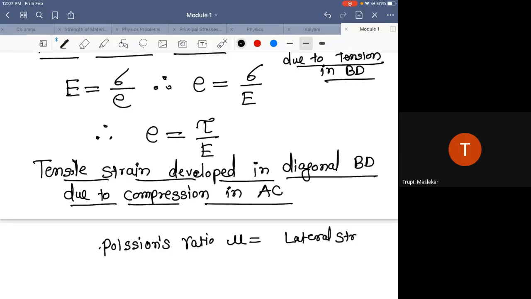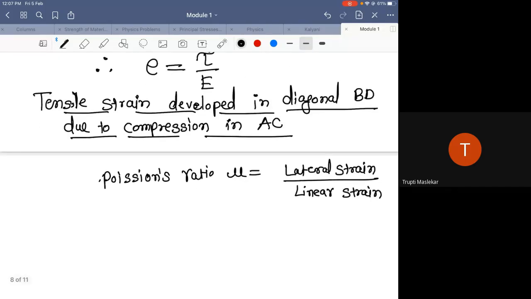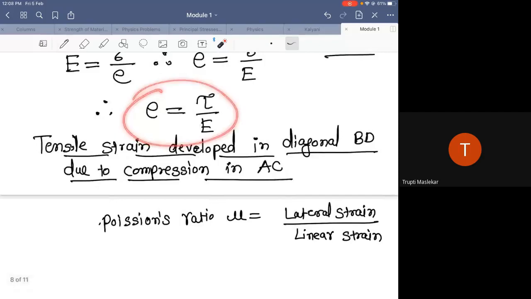Lateral strain divided by linear strain. Correct. And now this is nothing but the lateral direction, because in linear direction the strain is this one. In the direction of applied force the strain is this one. This is called as linear strain.